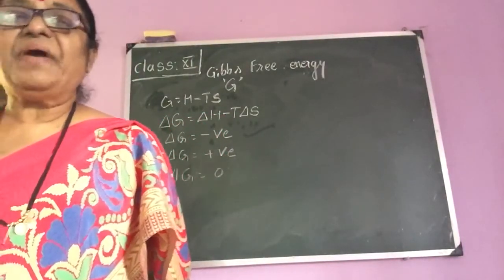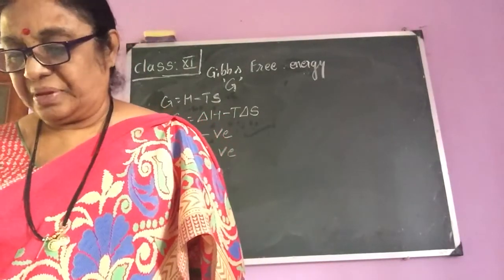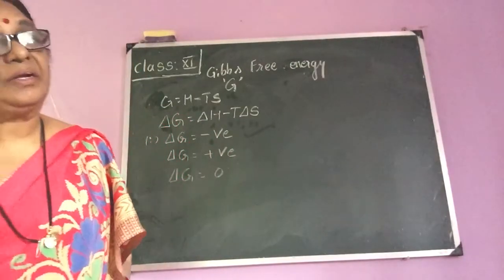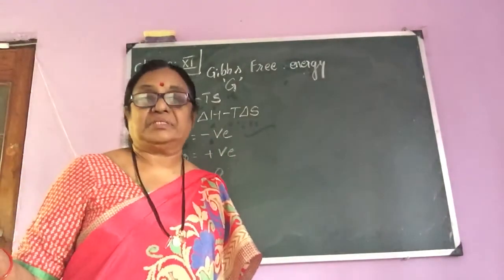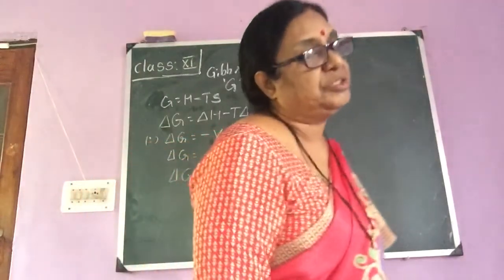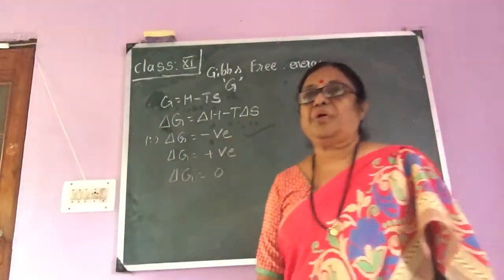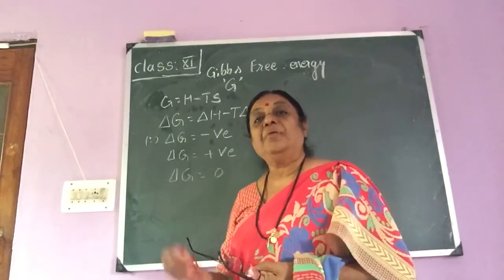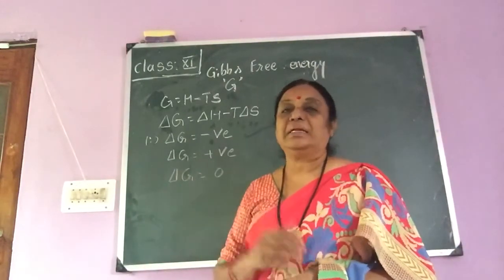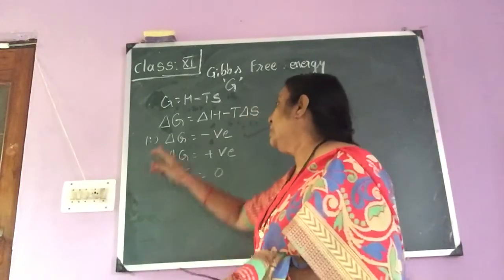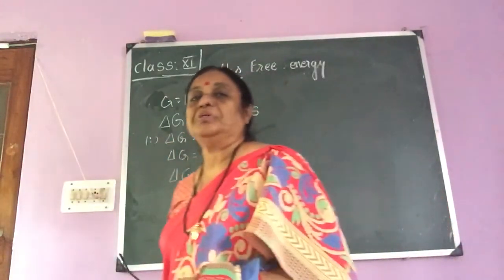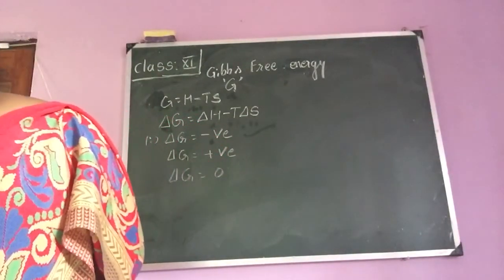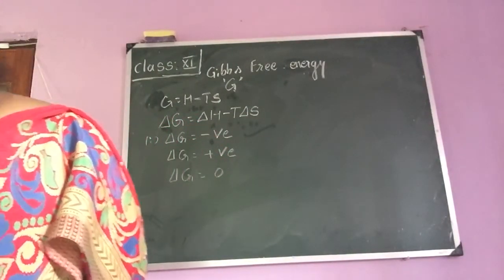Third, when the energy factor is not favoring, that is, del H is positive, but the entropy factor favors, that is, entropy is positive, then the magnitude of the entropy factor must be much greater than enthalpy, then del G will be negative. Is it clear, children? These three points you have to understand.